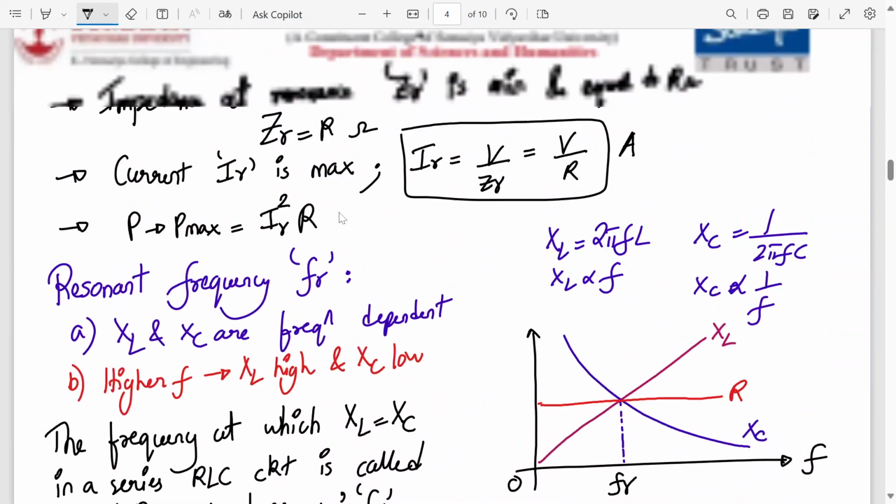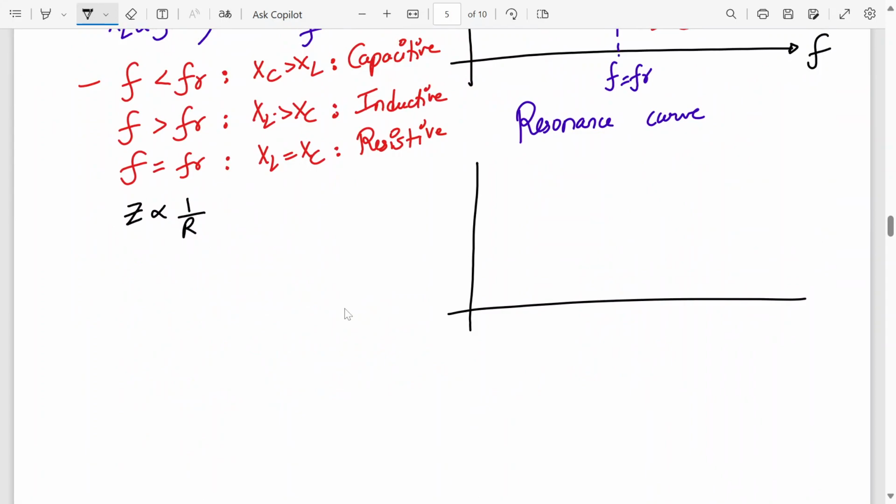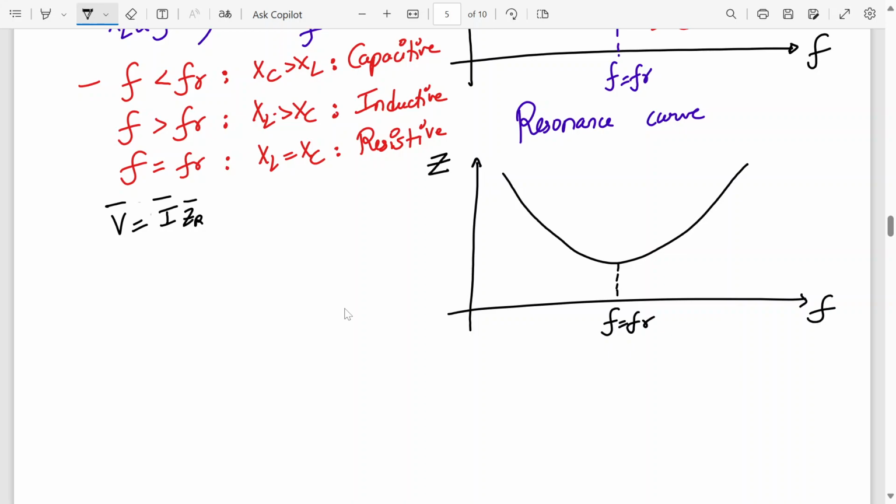Here, impedance ZR was minimum. V was equal to I into ZR. So here the impedance curve will be like this. Draw this, please. It will be minimum at resonance. So this is F equal to FR. This is frequency, and this is impedance Z.